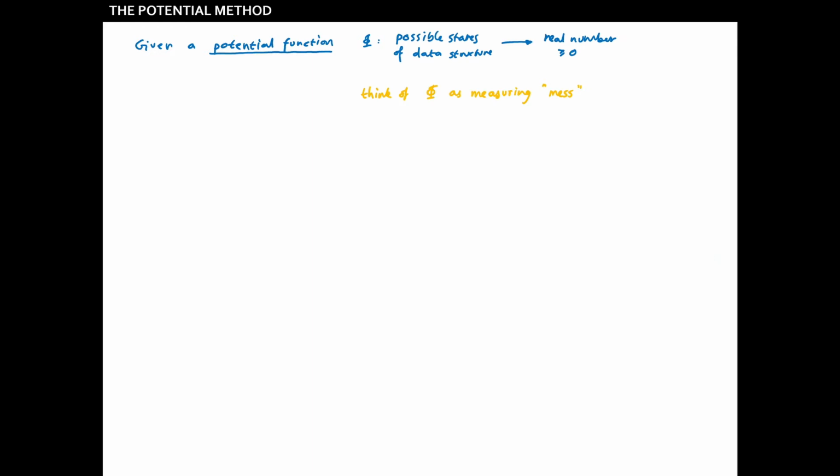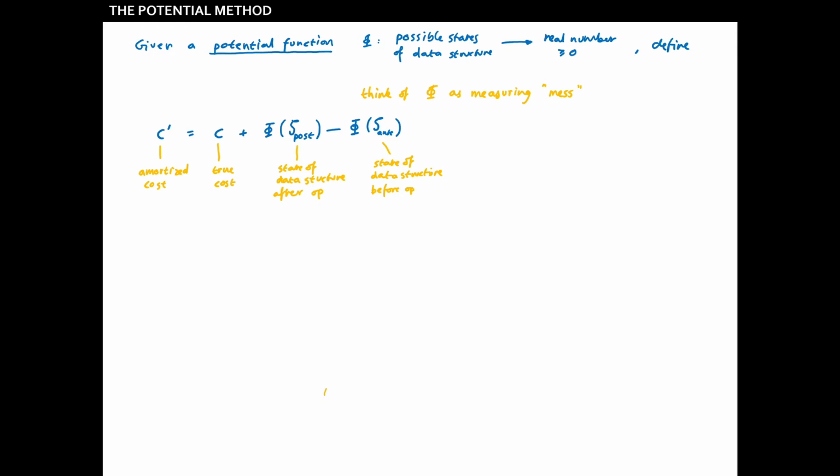Okay, so given the potential function phi, I'm going to make the following definition. I define C prime, the amortized cost of an operation, to be equal to C, the true cost of the operation, plus phi, the potential applied to the state of the data structure after, I'll call that S post, minus phi applied to S ante, by which I mean the state of the data structure prior to applying the operation.